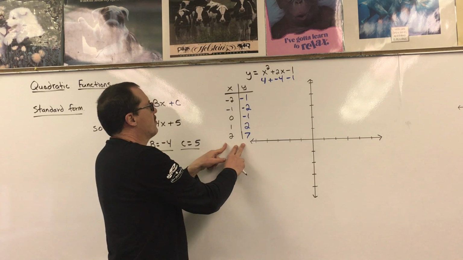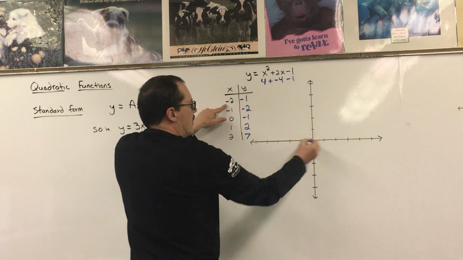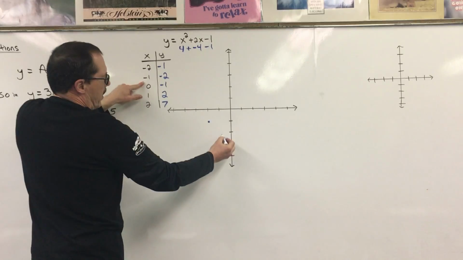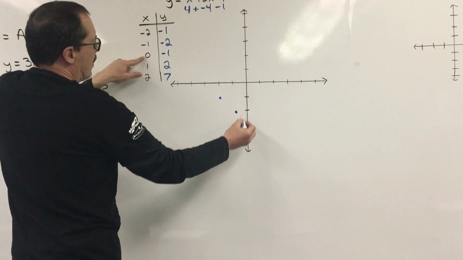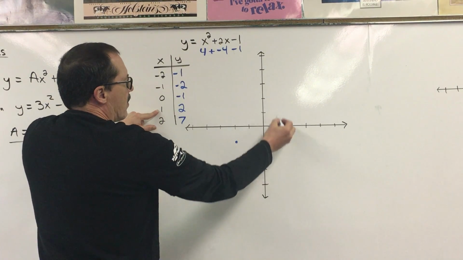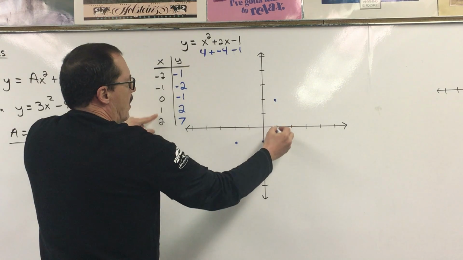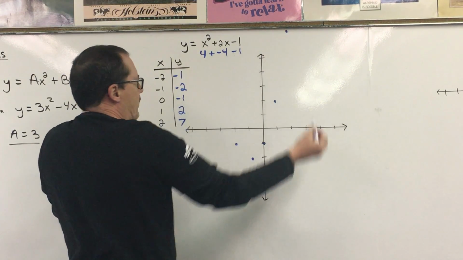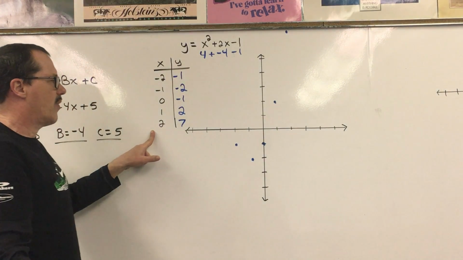So let's go ahead and graph these points. Negative 2, negative 1. Negative 1, negative 2. 0, and negative 1. Over 1, up 2, and then over 2, up 7 goes right off my graph. And if that happens, that's okay. That'll happen quite a bit.